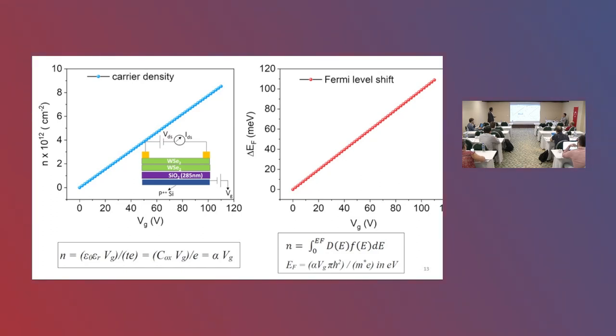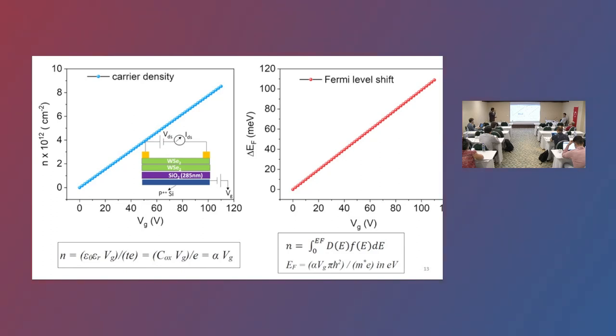So we know that for a simple capacitor, the capacitance will be epsilon A by D, right? Epsilon is the overall dielectric constant, okay? So we know that total charge is Q equals CV, and from there we can get the overall density. Here is a plot of the gate voltage versus density. If you change the gate voltage, obviously the density also changes. Positive means you are actually inducing electrons into the system.